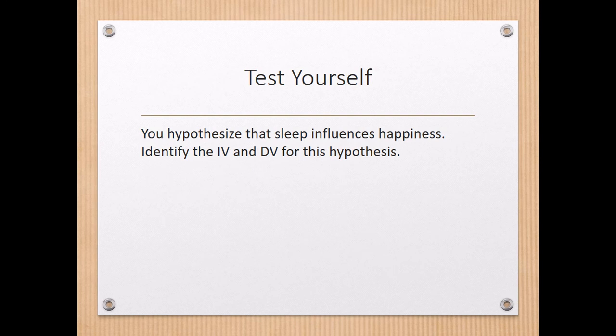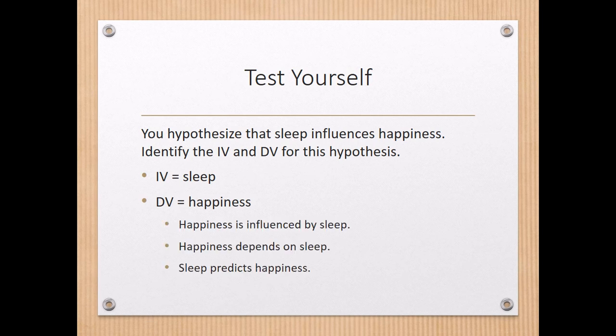So let's go through some testing of yourself. You hypothesize that sleep influences happiness. That's what you think is the cause and the effect. Identify the independent variable and the dependent variable for this hypothesis. Take a moment to think. All right, the independent variable is sleep. It is going to be the thing that causes the effect of happiness. Happiness is influenced by sleep in this case. Happiness is influenced by sleep. Happiness depends on sleep, and sleep predicts happiness.